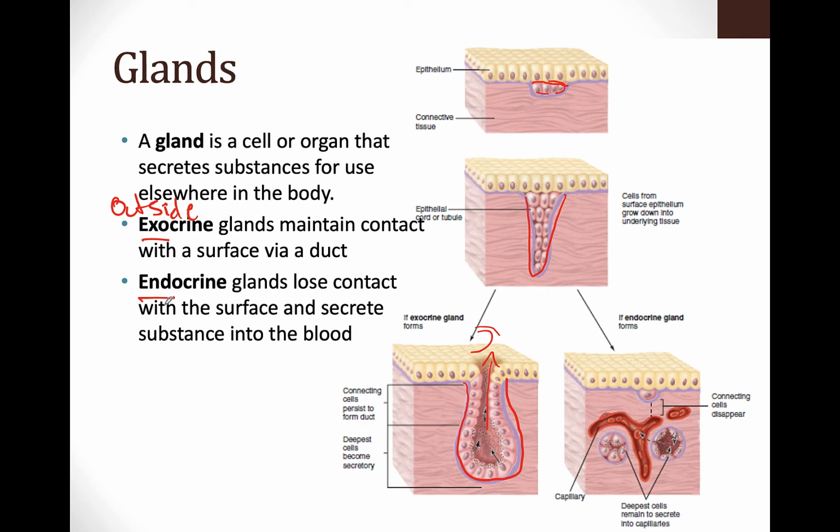Or it will become an endocrine gland. So endo means inside. Endocrine glands lose that connection to the outside. So here's my gland, and instead of releasing it to the surface, it's going to end up releasing its contents to the blood. And we're not gonna cover endocrine glands in this semester. You'll study those in chapter 17 in Anatomy and Physiology 2.